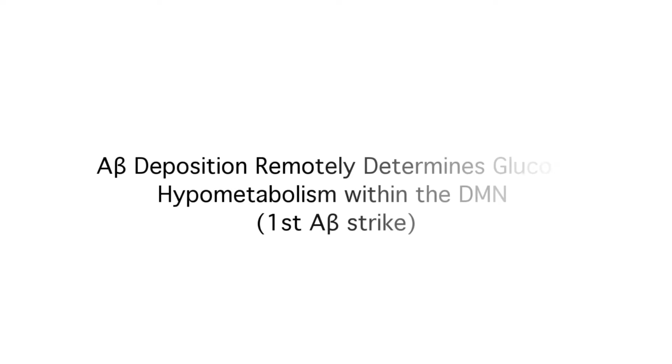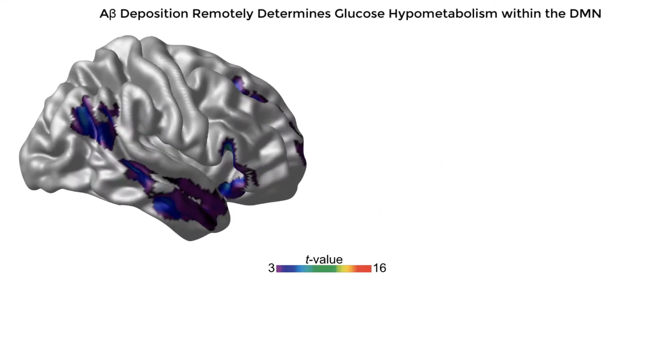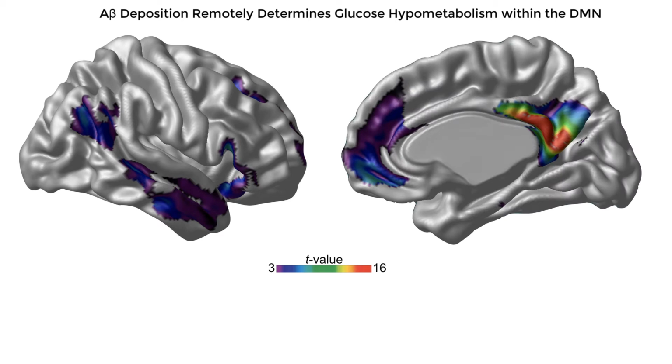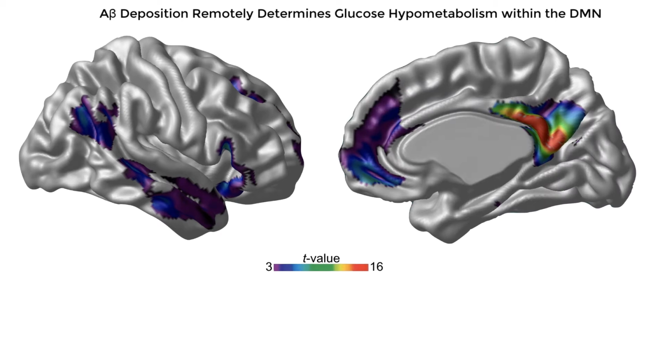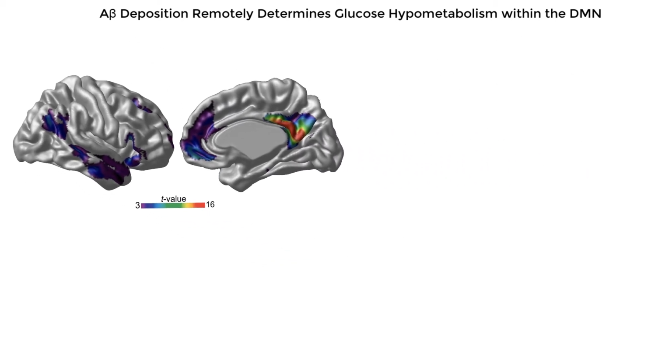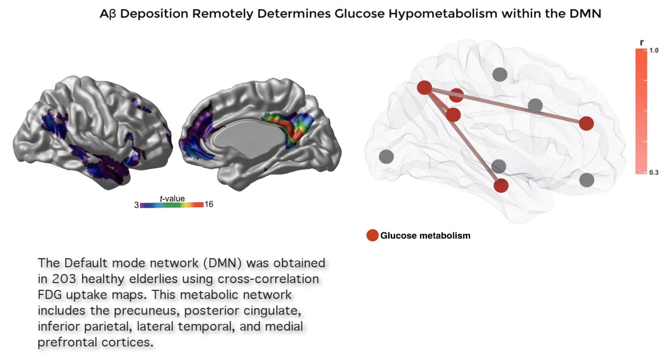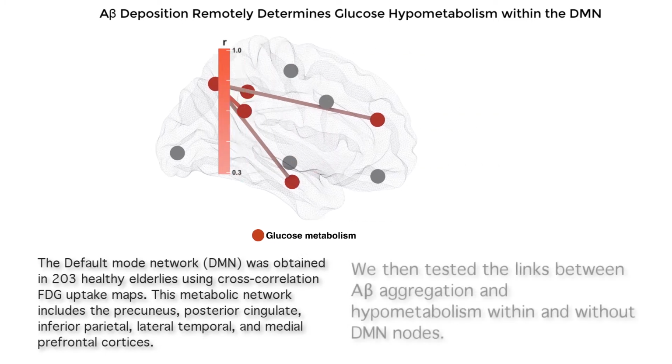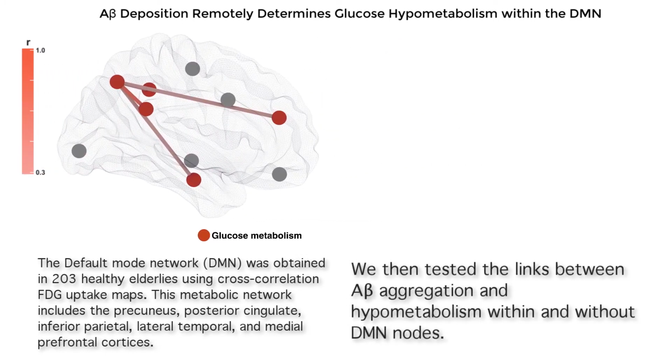Amyloid beta deposition remotely determines glucose hypometabolism within the default mode network. The default mode network was obtained in 203 healthy elderlies using cross-correlation FDG uptake maps. This metabolic network includes the precuneus, posterior cingulate, inferior parietal, lateral temporal, and medial prefrontal cortices. We then tested the links between amyloid beta aggregation and hypometabolism within and without default mode network nodes.